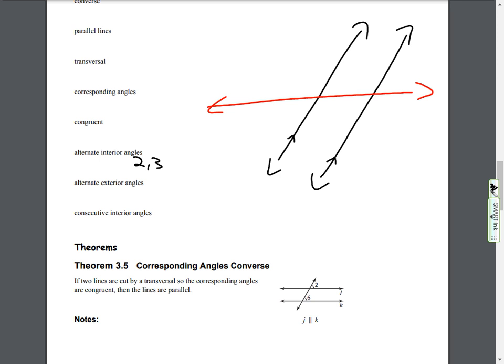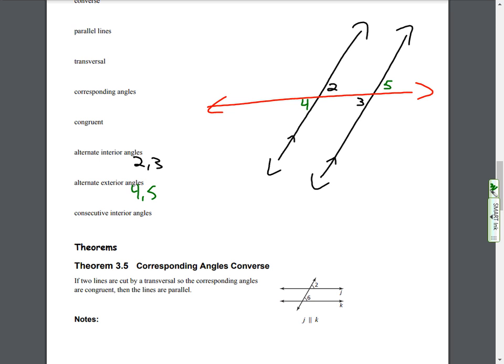Okay. Alternate interior. So they have to be inside the two lines, and they have to be alternate, on opposite sides of the transversal. Alternate exterior angles, we'll say 4 and 5. Okay. They have to be on opposite sides of the transversal, so one has to be on top, one has to be on the bottom. And they have to be on the outside of their respective lines. So we'll say 4 and 5. Those are alternate exterior angles.